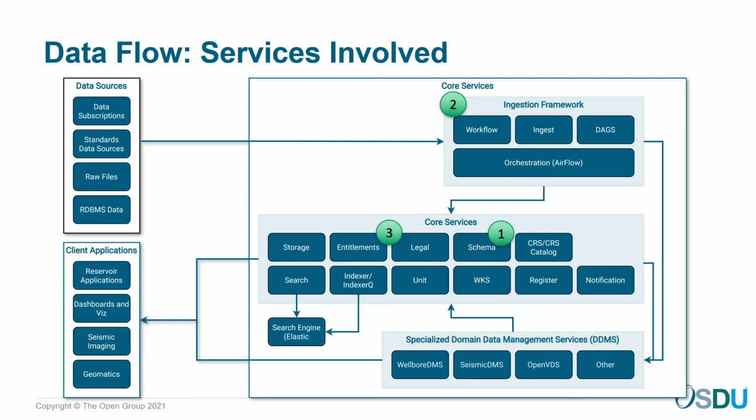When building up the resource records, you would invoke the entitlements and legal services to make sure that you have the right security model or access model defined for the data. Once these records have been created with the right access model and entitlements around them, the resource data would be stored in the storage service, and content data may be stored in a DDMS.